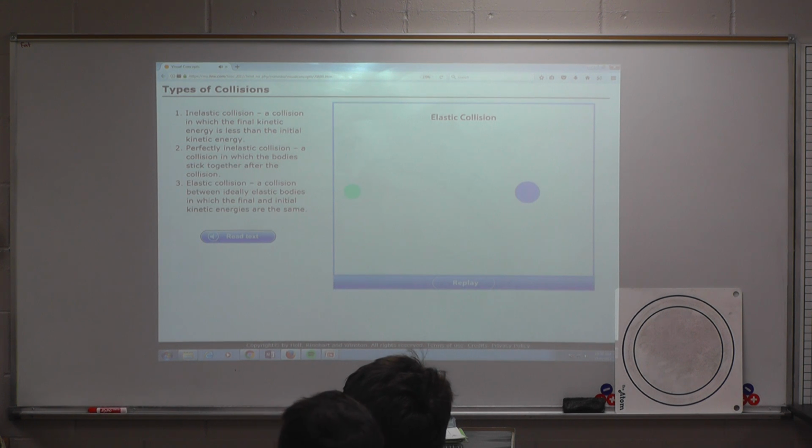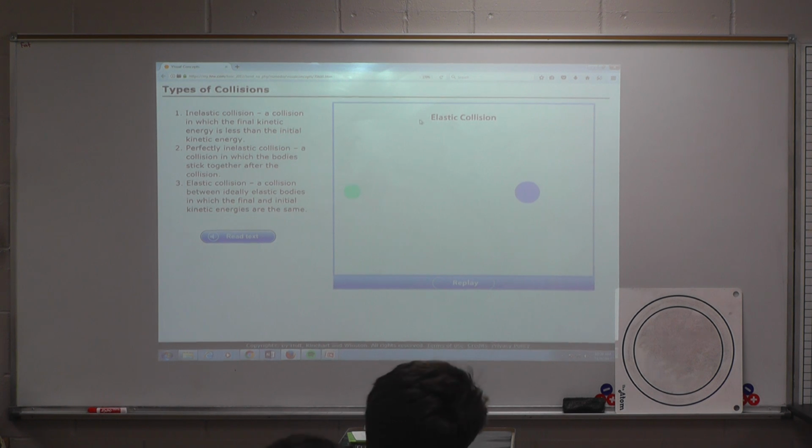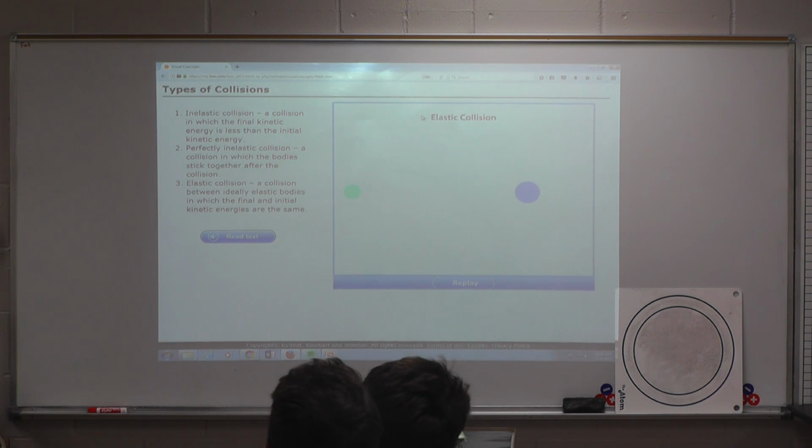Did you notice that when these 2 spherical objects hit each other, there was a deformation for a second, and then they went back to their original state? That's why it's called elastic collision. In the other 2, they were permanently deformed. That's why they're called inelastic, because there's no elasticity to them. Does that make sense? Okay?